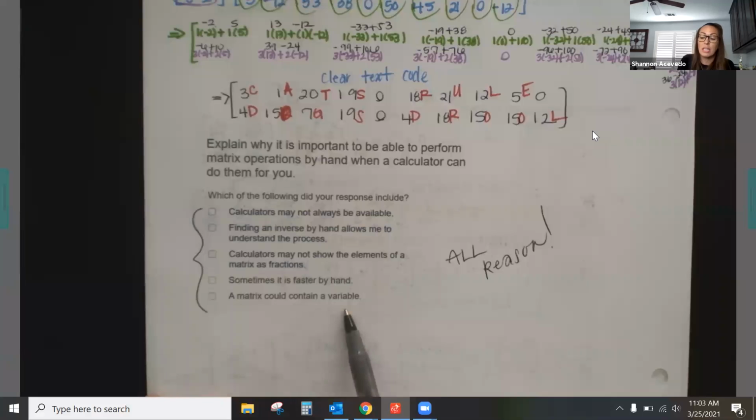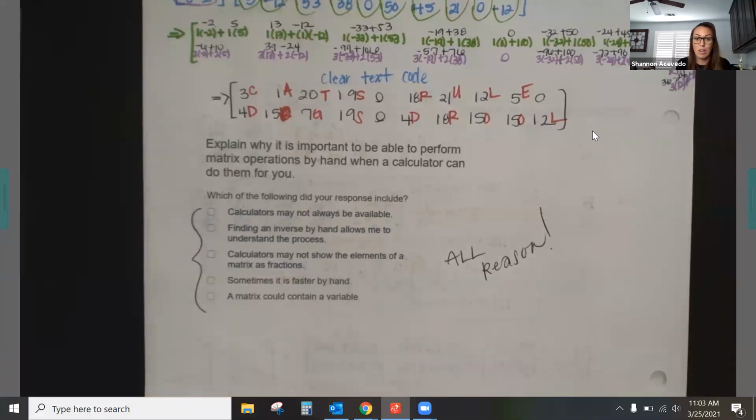Or a matrix can contain a variable. If you have an X in it, some unknown or some A, then you can't plug it into the calculator because it can't calculate that unknown. So there are some reasons for that. I just wanted to point them out because sometimes when you get those questions, you wonder what they are looking for and how to put it into words. So I thought this might be helpful.